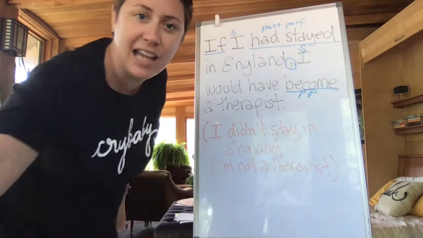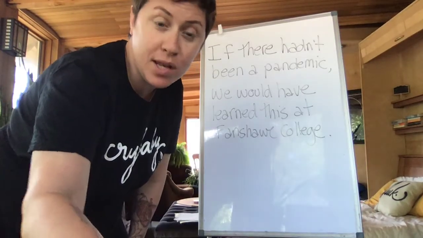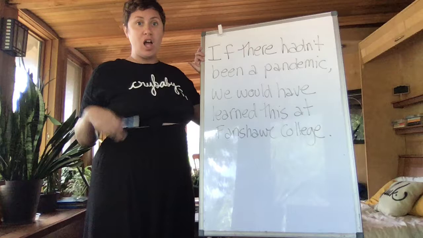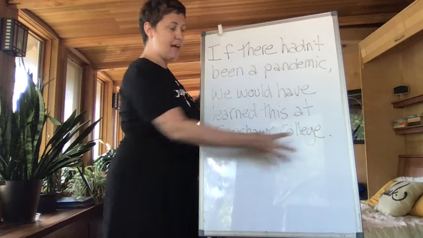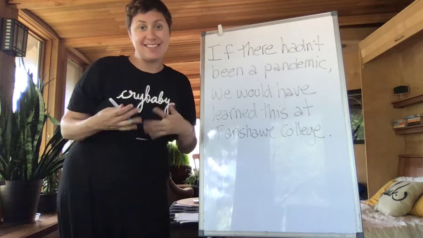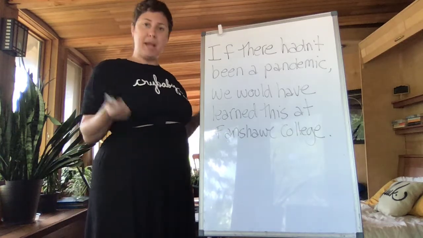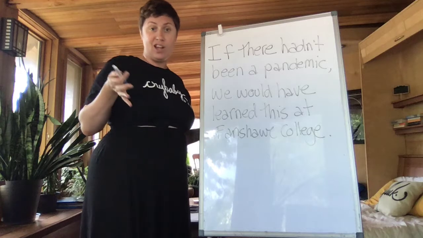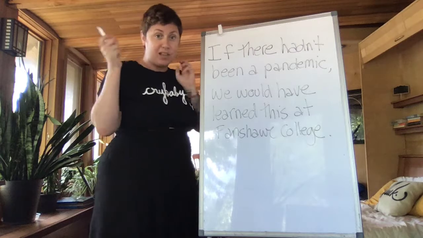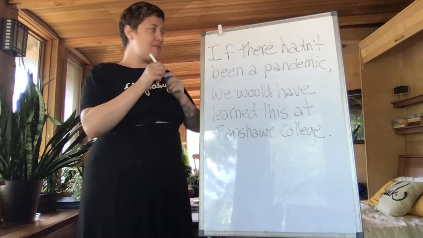Okay, let's take a look at a different example. Okay, let's look at one more example. A little more complicated. Same structure though. So we have our if clause or our dependent clause, and we have our independent clause or results clause. But this one is more related to us, like you guys as my students and me. So if there hadn't been a pandemic, right? So there is a pandemic and there was a pandemic, but if there hadn't been a pandemic, so we're imagining a different situation in the past. Like if there hadn't been a pandemic.